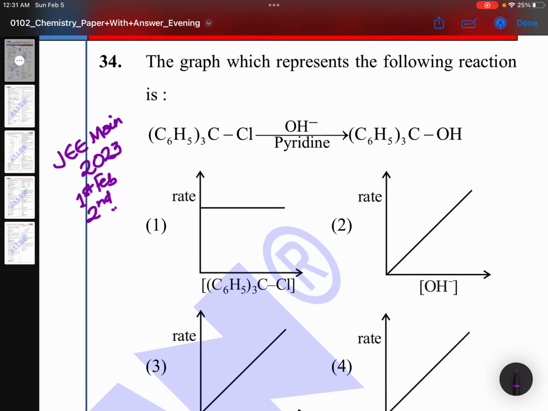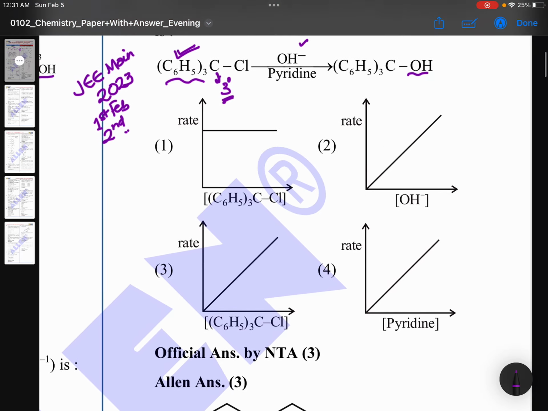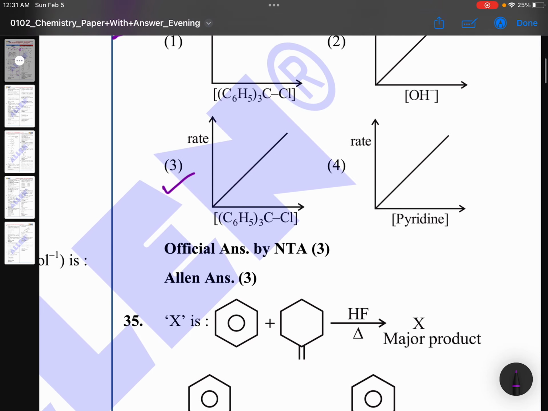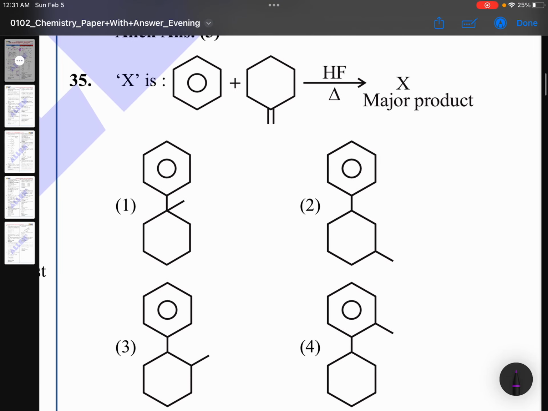Thank you Alliance Group for providing these papers in a detailed way. The graph which represents the following reaction: this is, you see, triphenyl. Three phenyl groups are there. So this is tertiary. When tertiary is undergoing this reaction, it must be SN1 reaction. SN1 reaction means the rate should depend only on alkyl halide. The rate should depend only on alkyl halide. So that is SN1, SN2 reaction, alkyl halides part you can take.